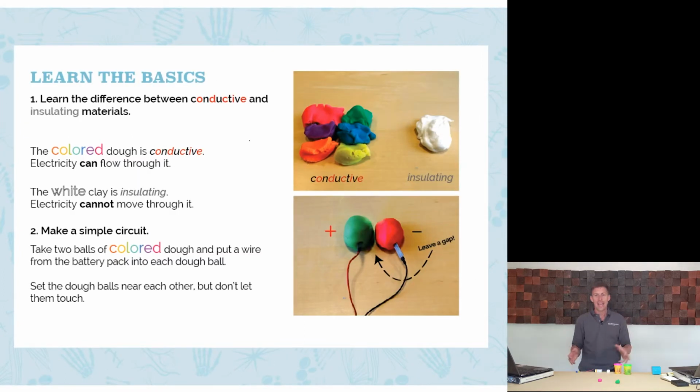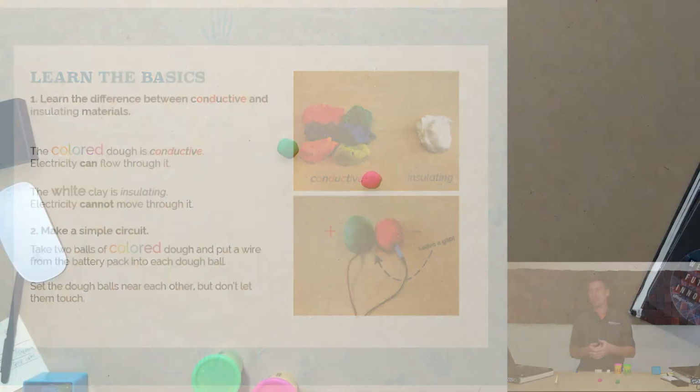What we're going to do today is play with some of these ideas and concepts. What happens when we pass electricity through different types of bodies? So, let's get started by learning the basics. Step one, learn the difference between conductive and insulating materials.